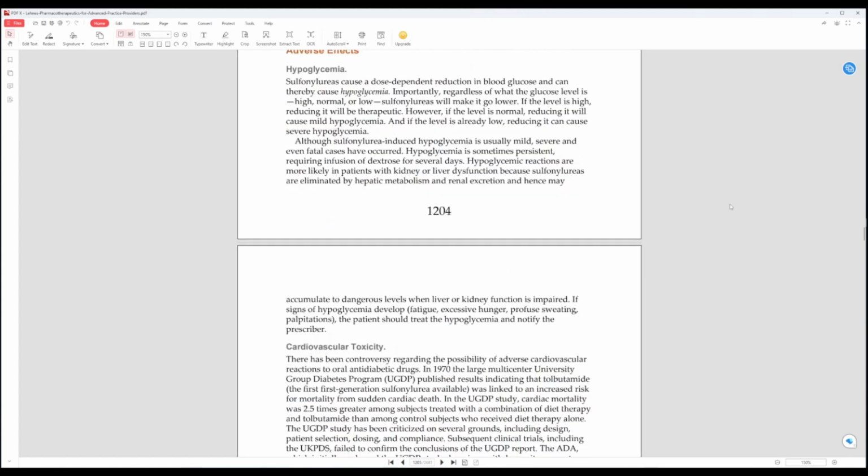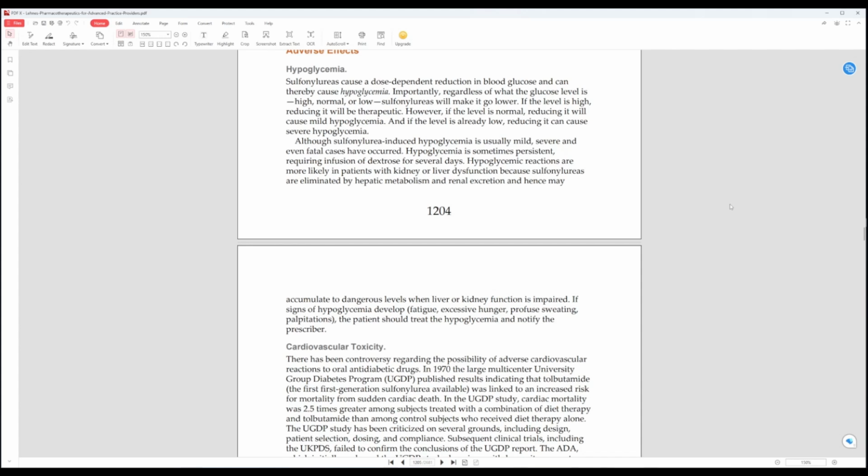It does come again with adverse effects though. Hypoglycemia. Sulfonylureas cause a dose-dependent reduction in blood glucose and thereby can cause hypoglycemia. Importantly, regardless of what the glucose level is, high, normal, or low, this medication will make it go lower. If the level is high, reducing it will be therapeutic. However, if the level is normal, reducing it will cause mild hypoglycemia. And if the level is already low, reducing it will cause severe hypoglycemia.